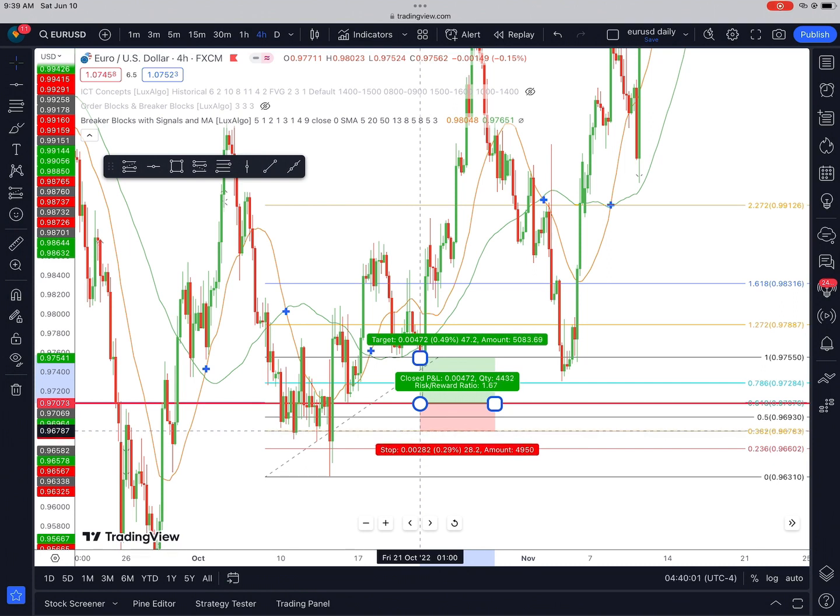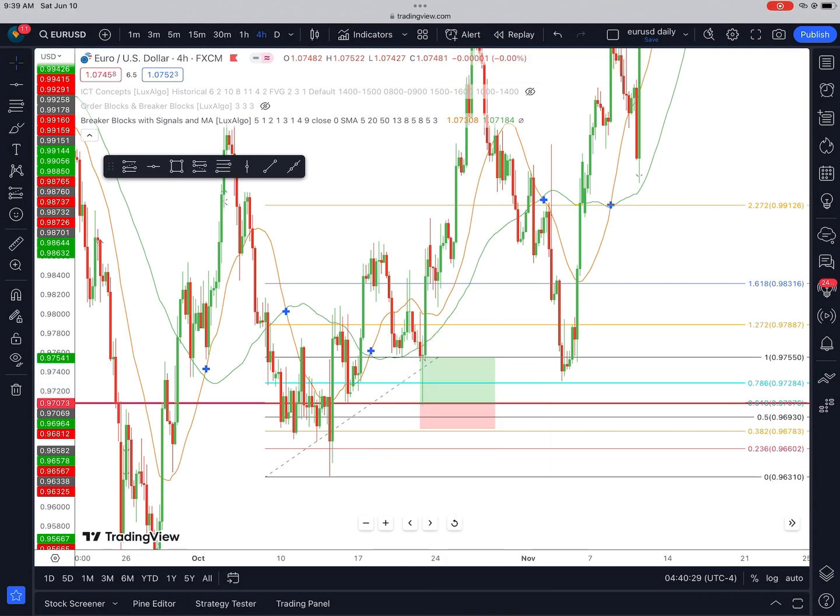So this is how you enter trades. Now, for people who feel like my stop loss might be too tight, you might want to drop that to 0.382. In certain conditions I do that, but never ever beyond that. So ideally 0.5, and your take profit is at 1.